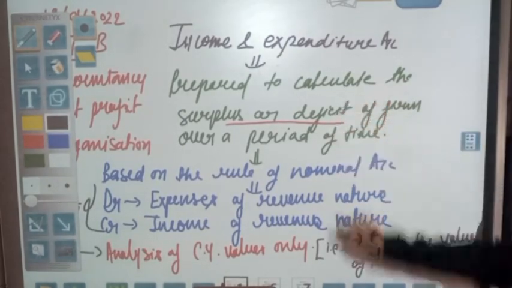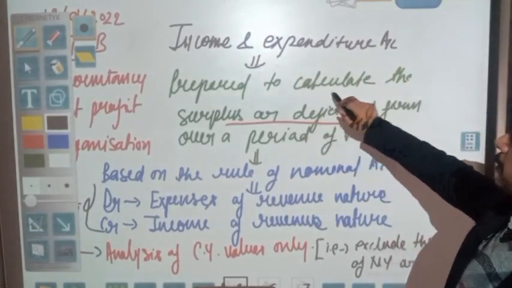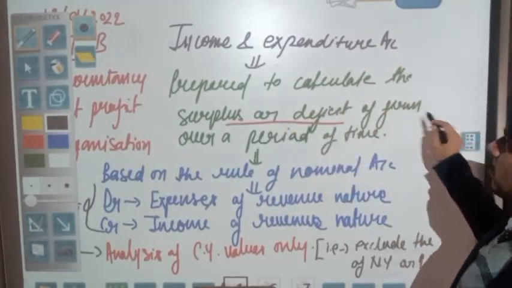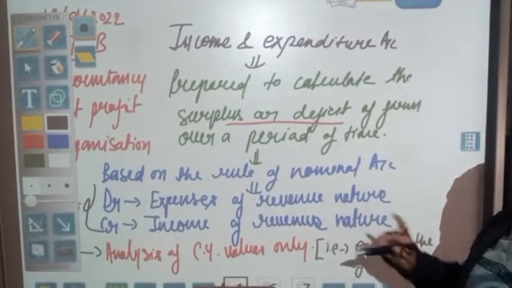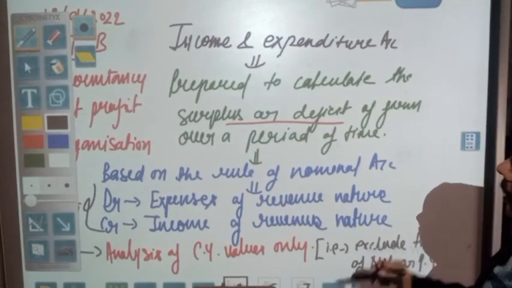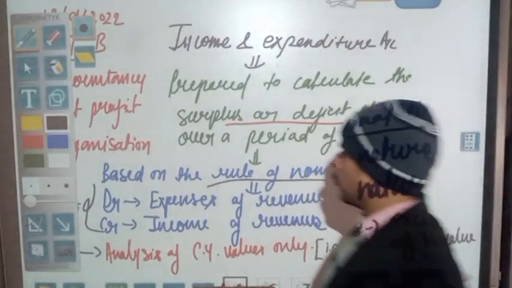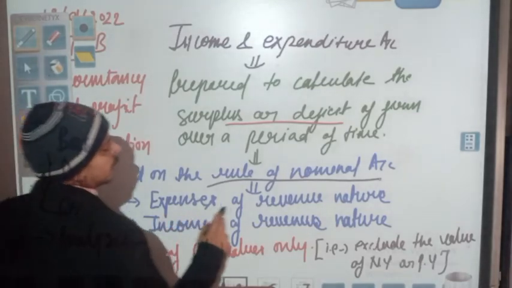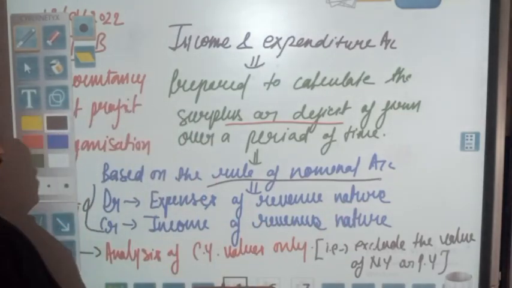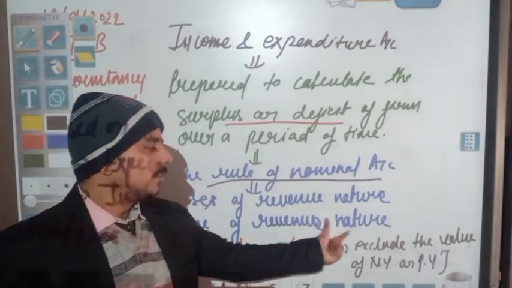I would like to repeat it again that the income and expenditure is an account which is prepared for the purpose of calculating the surplus or the deficit of the firm over a period of time. This period of time is specified as a financial year, and the rule of nominal account is very much influencing the preparation of this account, where the debit will be recorded as all expenses of revenue nature and credit will be recorded as all the transactions which are income of revenue nature.